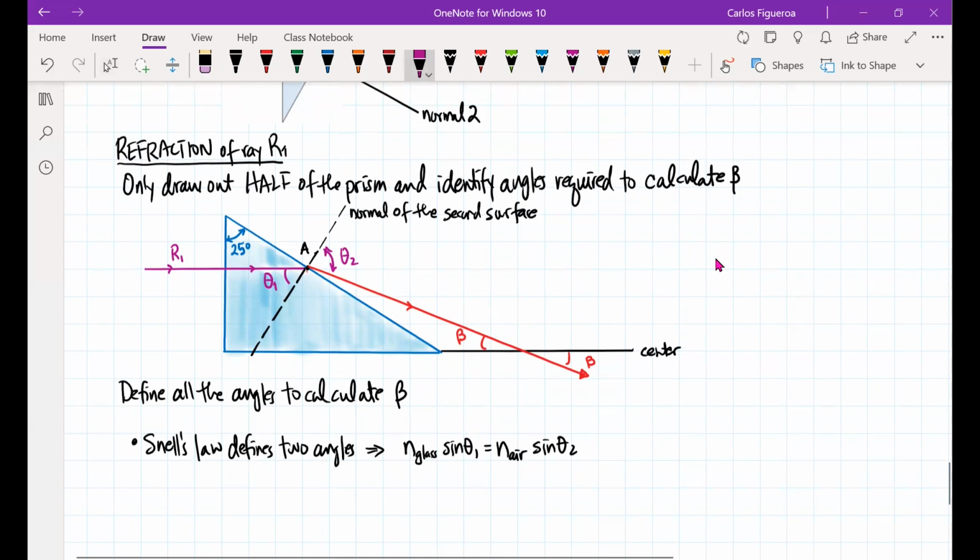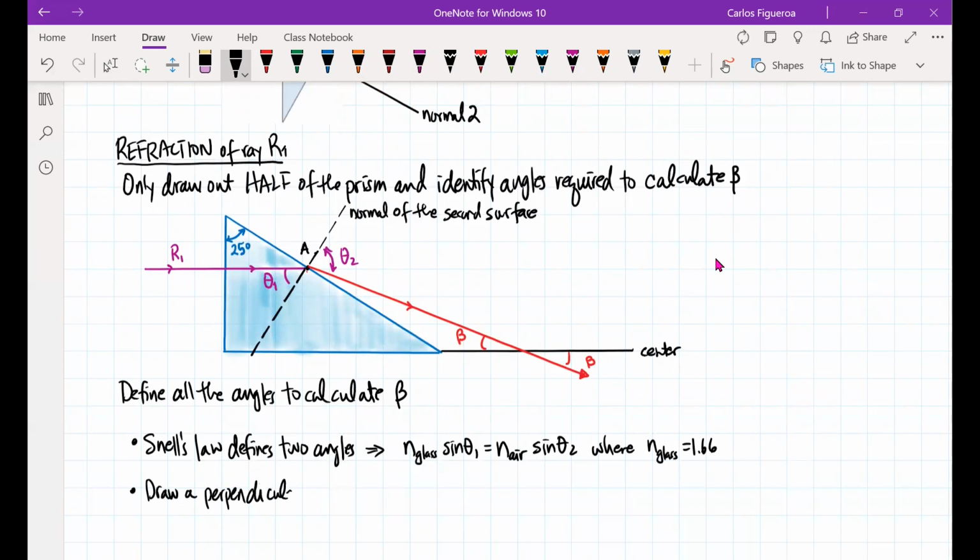So remember, I called this n of glass, but we already know that n of glass, let me write this here just to make sure that we're clear, they call it 1.66. So here we go. Now to continue to define these angles, I'm going to drop a perpendicular line from point A.